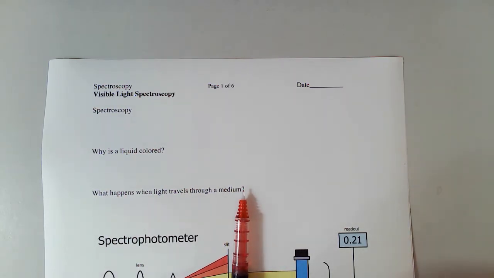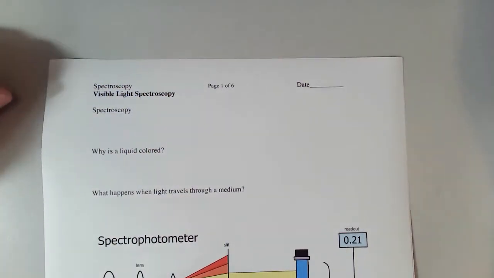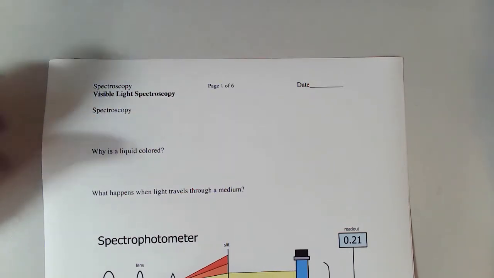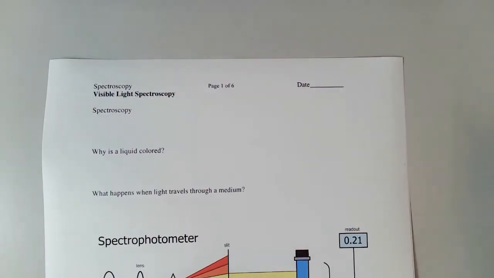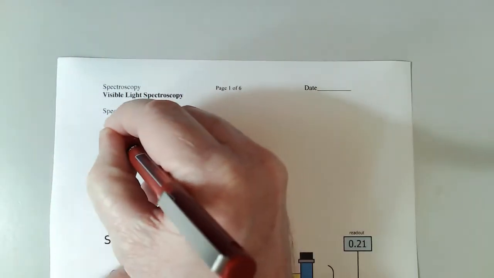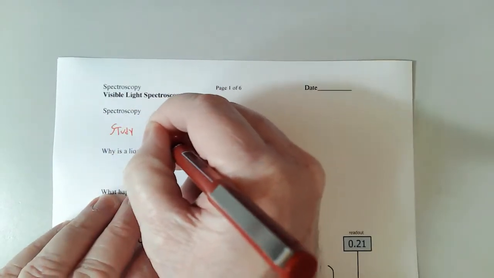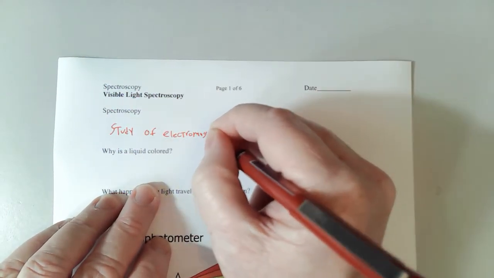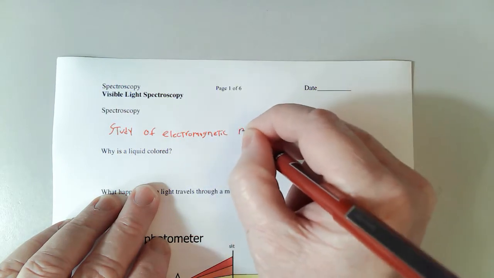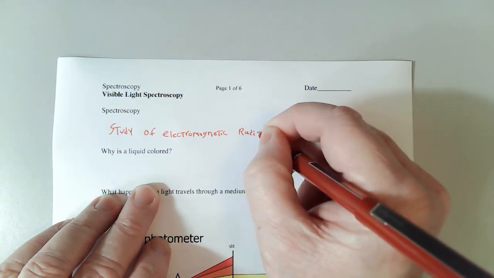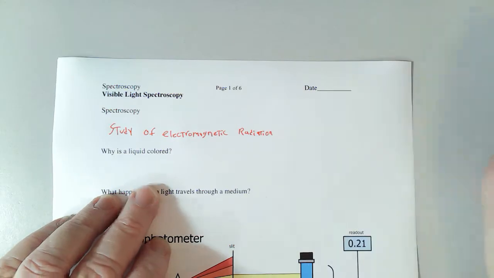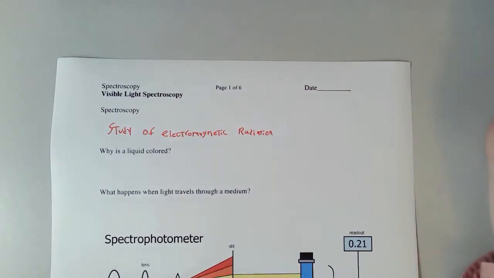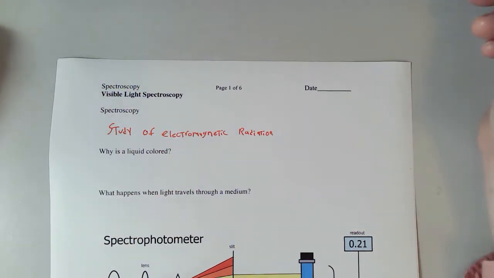And quite specifically, we're going to be introducing information about visible light spectroscopy. Now, first off, what is spectroscopy? Well, it's the study of electromagnetic radiation. Now, we have a lot of different types of radiation that are useful with spectroscopy. Today, we are just limiting the discussion into visible light.